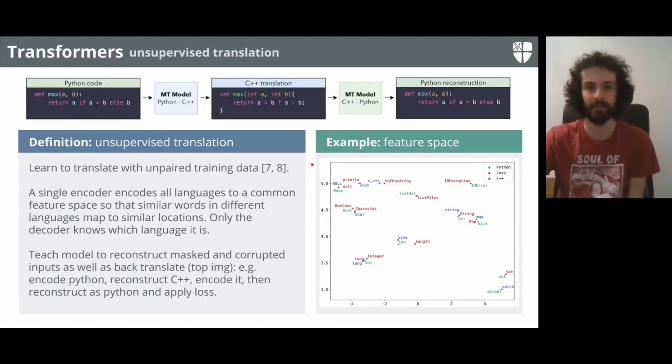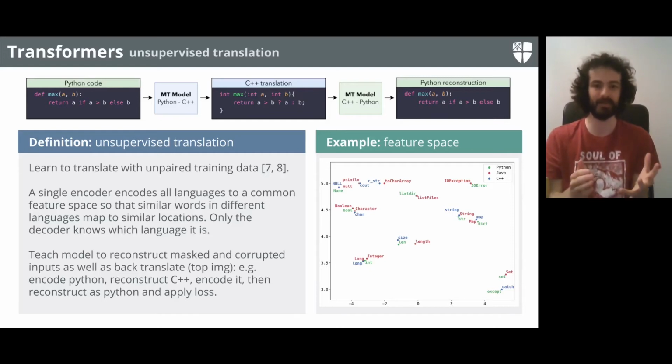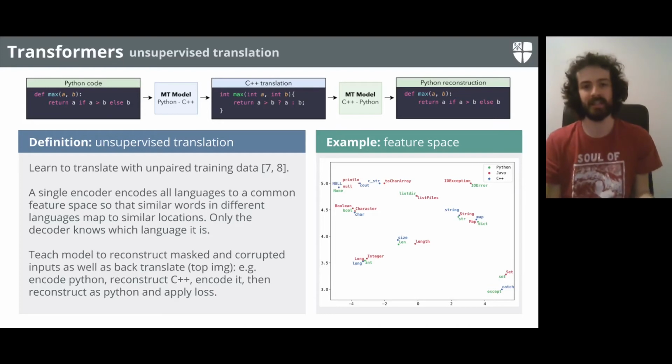Another cool example is unsupervised translation, and this is kind of similar to your cycle GAN, except on variable length inputs, and this only works with inputs and outputs that share a lot of similarity. Basically, if you think of here we're doing Python code to C++ code or something, the keywords are the same, like the greater than and max are all the same word. We share a lot of similarity.